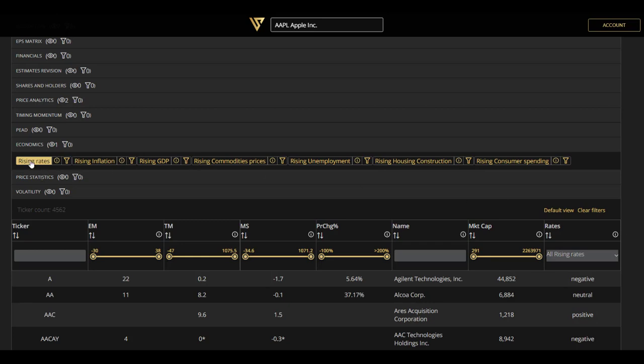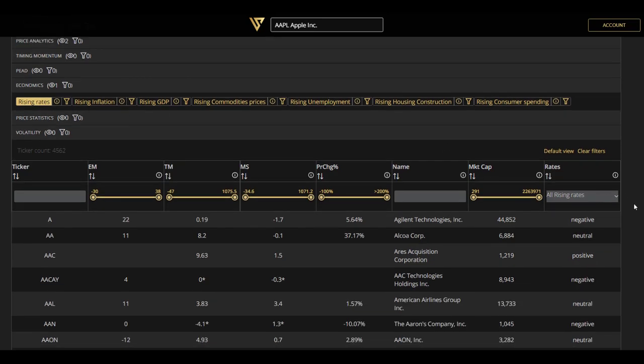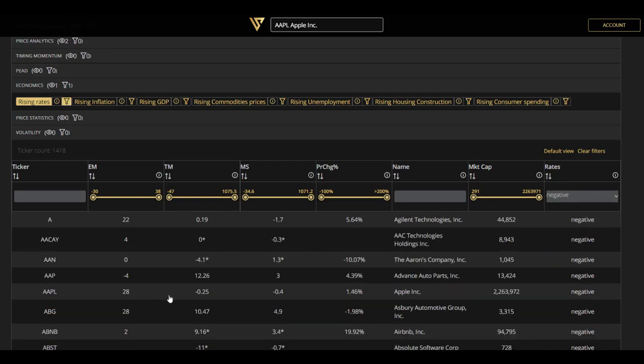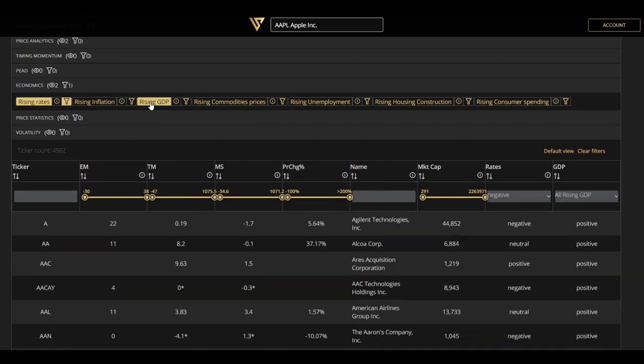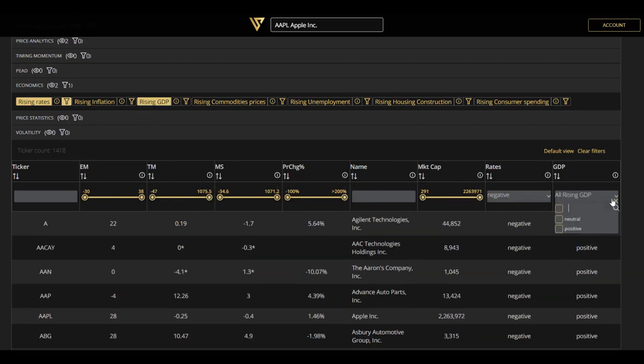So for example, rising rates. If the Fed is thinking about raising rates, you just click on this category here, and then you have the ability to go positive, neutral, or negative, right? So if raising rates is negative, then you filter on negative, and then you have all those stocks that could, in a case of rising rates, be impacted negatively, right? So that's useful.